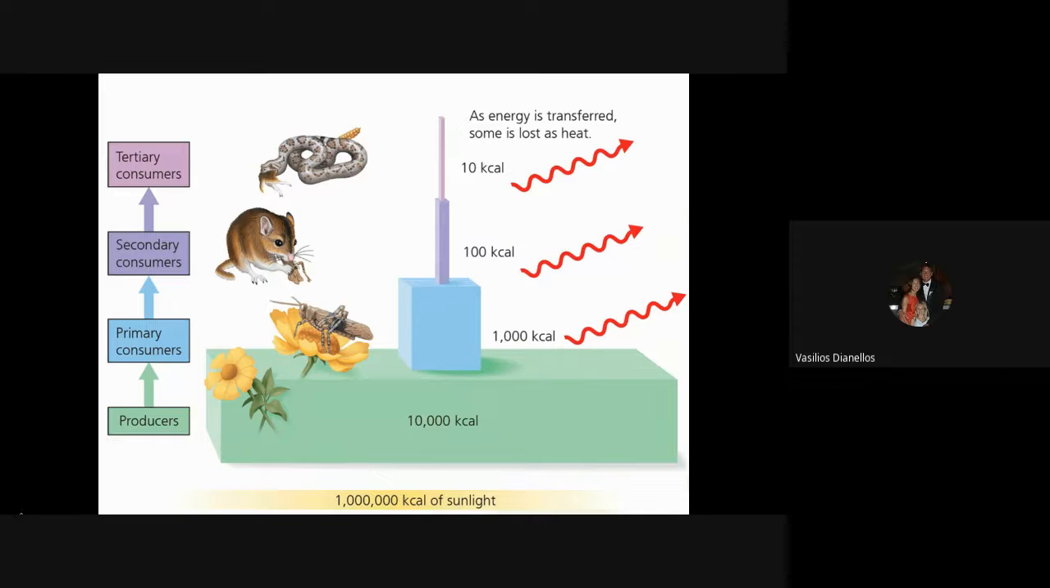Let me get my pointer. Excuse me. Come on. Yeah, you see it?